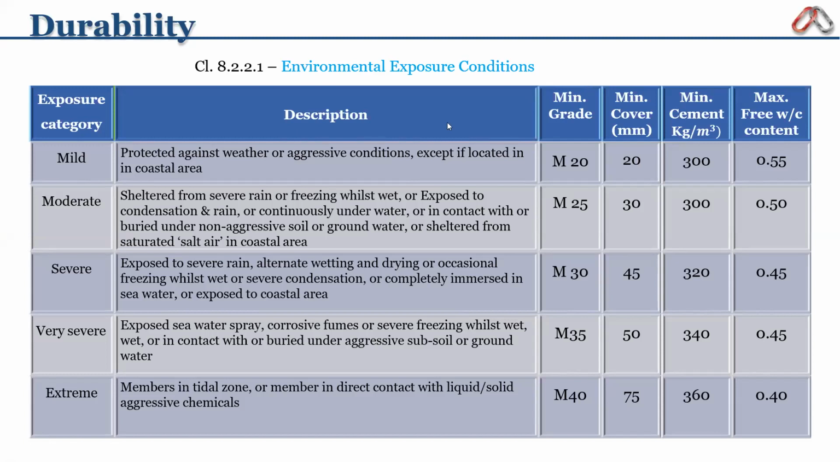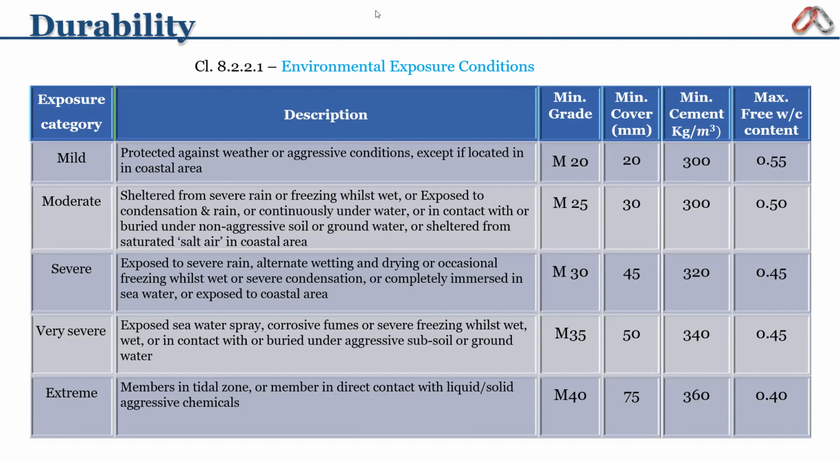Then the next important grade of concrete is M25. M25 grade of concrete is moderate, and in that you have to use the minimum clear cover of 30, and the minimum cement you have to use is 300 kg per meter cube. This type of grade, M25, is sheltered from severe rain or freezing whilst wet, or can be exposed to condensation and rain. Means it is quite moderate.